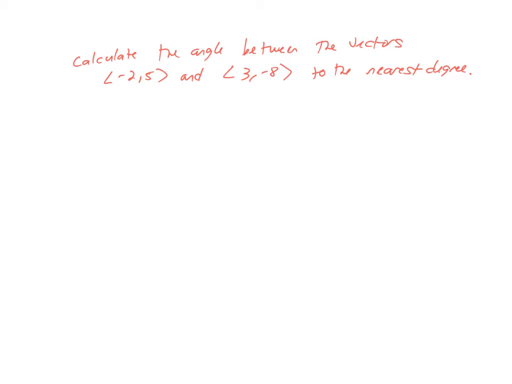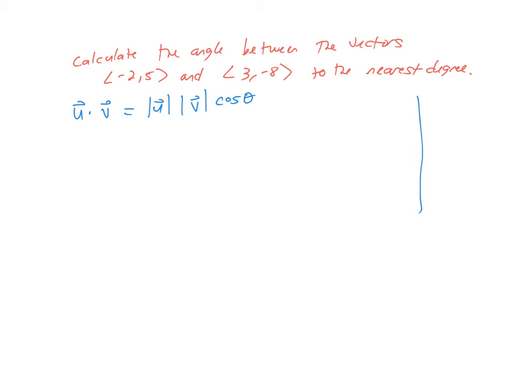Right, this is the solution to the you try problem in the 1.5 notes, and we're asked to calculate the angle between the vectors -2, 5 and 3, -8 to the nearest degree. To do this, we're going to combine our dot product formulas. We know that u dot v is the magnitude of vector u times the magnitude of vector v times cosine of the angle between them.